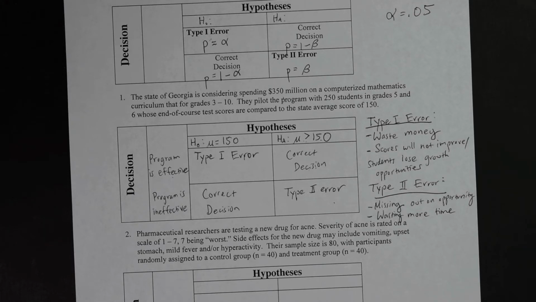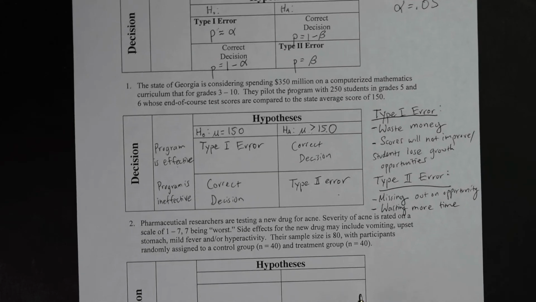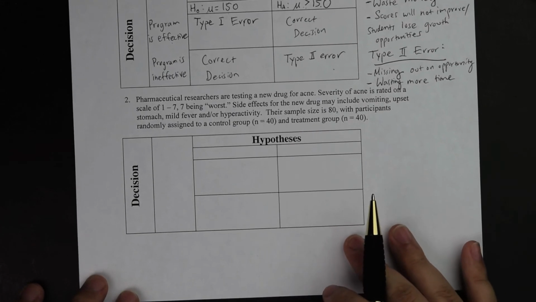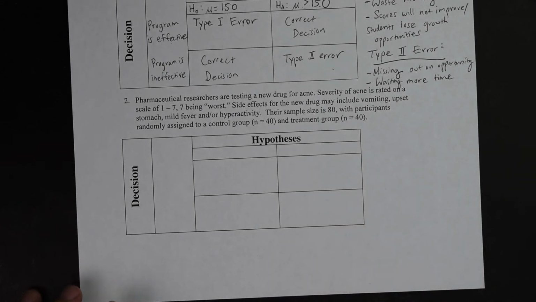I'm going to do one more question, more briefly and quickly, so you get a better idea of how to do these types of questions, just to make sure that you are on track and not confused. If the question states this: pharmaceutical researchers are testing a new drug for acne. Severity of acne is rated on a scale of 1 to 7, 7 being the worst. Side effects for the new drug may include vomiting, upset stomach, mild fever, and/or hyperactivity.